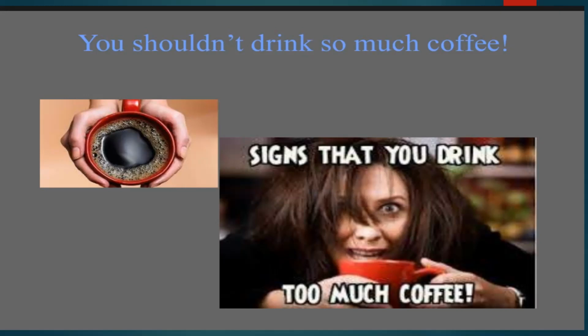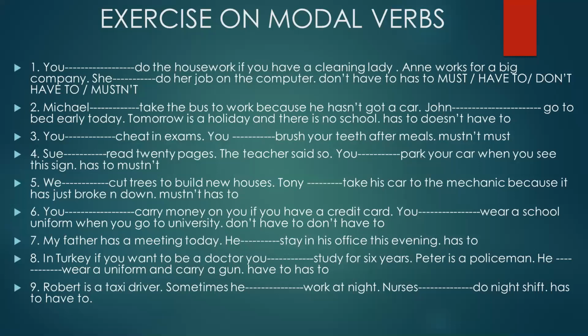So many examples are given in your textbook. You can go through that one. And right here also I've given some exercises. Get habituated with doing these exercises. Here some model words are given: must, have to, don't have to, mustn't. So wherever it is applicable, you can write it.